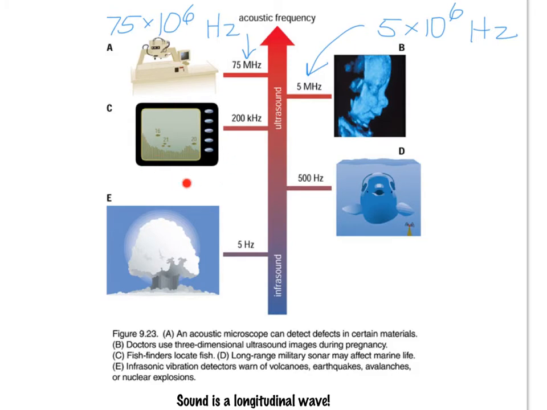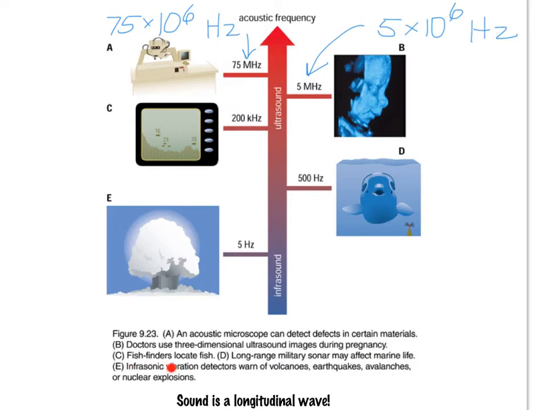Fish finders can locate fish, and they are operating at 200 kilohertz, which is 200,000 hertz. Long-range military sonar may affect marine life. There's a possibility that the sonar that we're using, because marine life can interpret it, they can actually feel that vibration, right? So that means something to them. So even at 500 hertz, that can actually have an effect on marine life, of course.